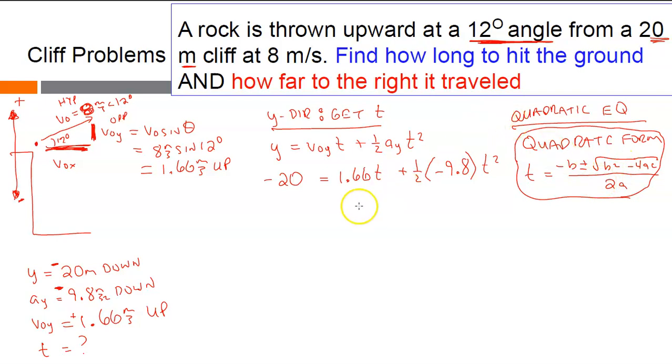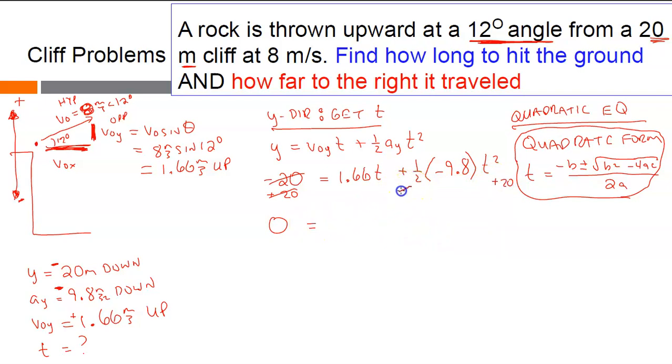First thing I have to do is to get this in descending order. I need to go find a, b, and c. And a is the number in front of t squared, and b is the number in front of t, and c is the number after I bring this guy over here. I've got to have a 0 on one side, so I'm going to start out by adding 20 to both sides. That would cancel here and give me the 0 that I need on one side or the other. But if I add 20 to the left, I got to add 20 to the right, so that comes over like that.